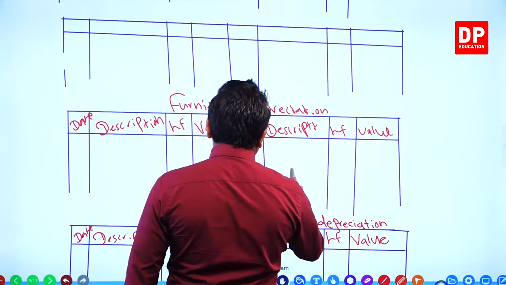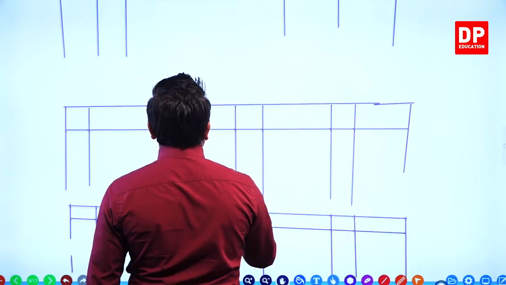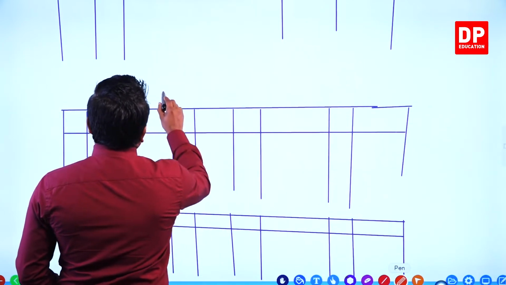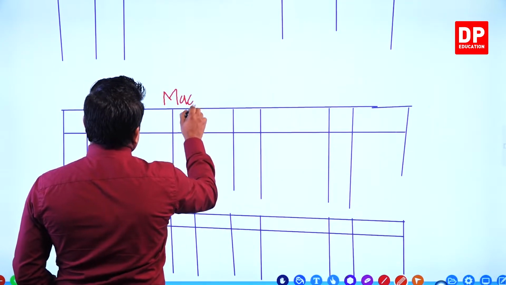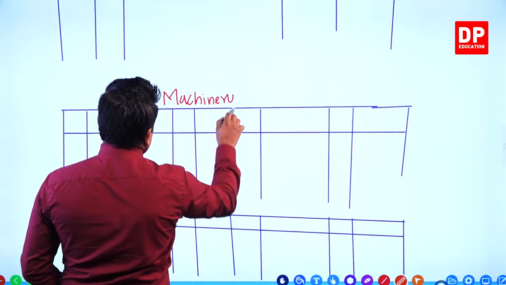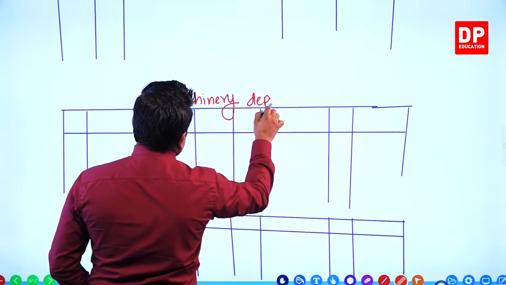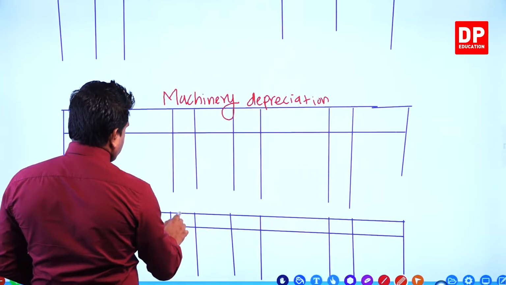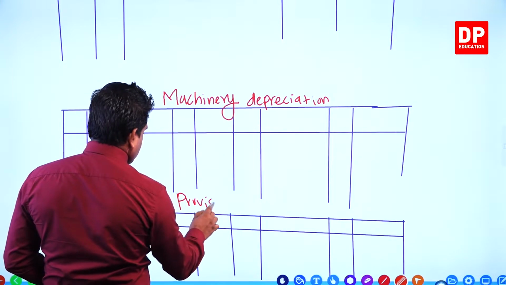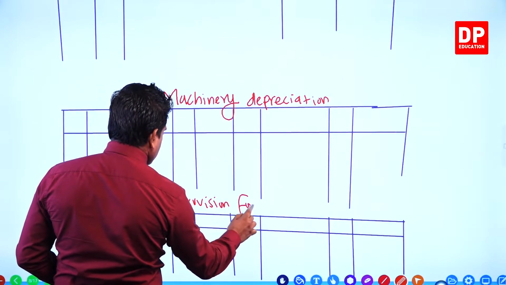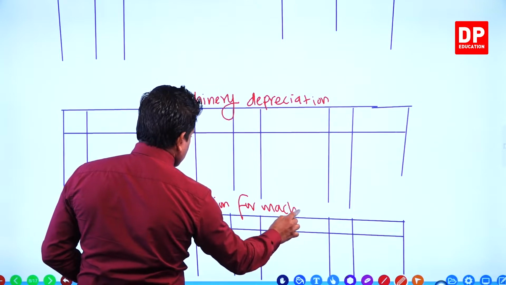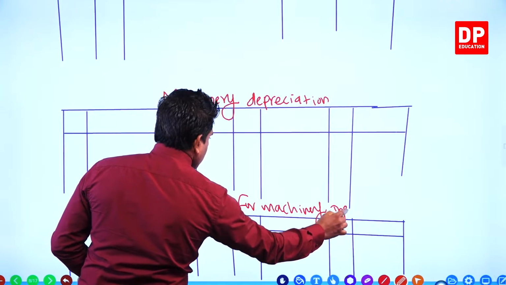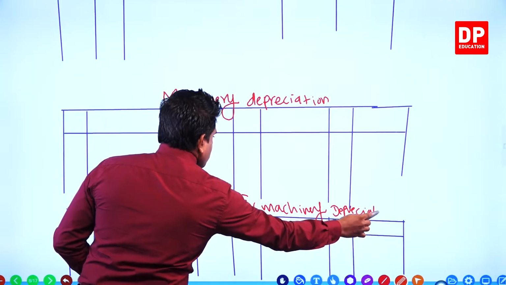Now the next two accounts are what? They are related to the machinery. Then machinery depreciation, the other account is provision for machinery depreciation. Provision for machinery depreciation account, right?